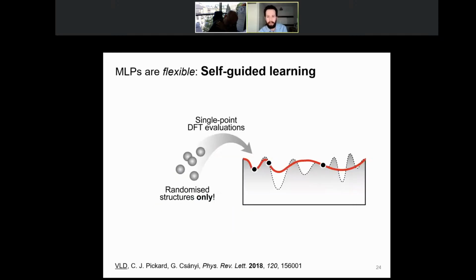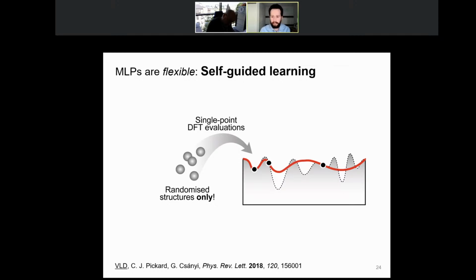This is a somewhat naive question, where I'm saying, can I make a fit? Can I fit a potential for just randomized atomic positions without knowing about any crystalline phases? So I'm randomly putting atoms in simulation cells and doing single point calculations for that. I've sketched it in this cartoon. It's going to be a really, really rough potential, but I can use this thing to do structure searching.